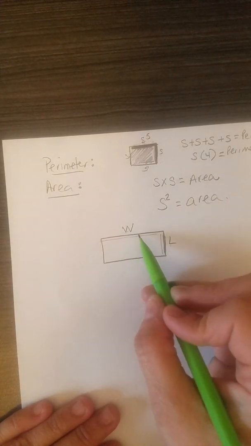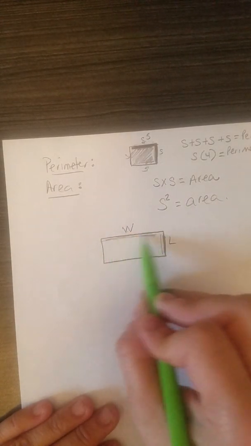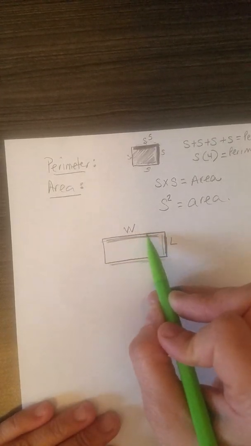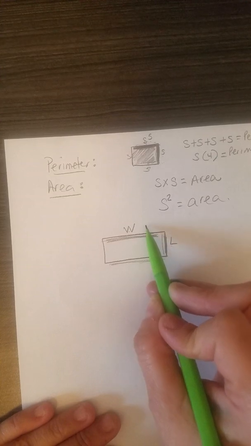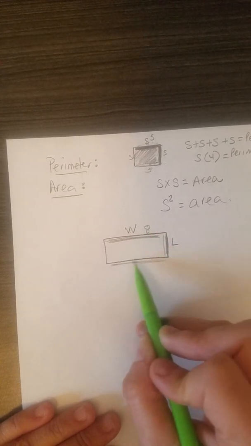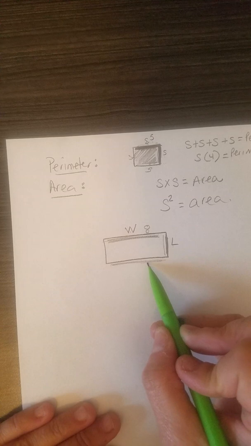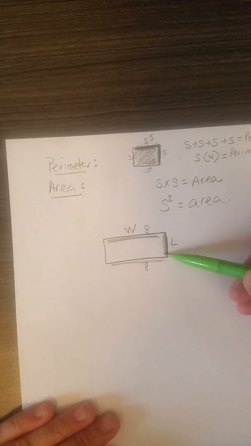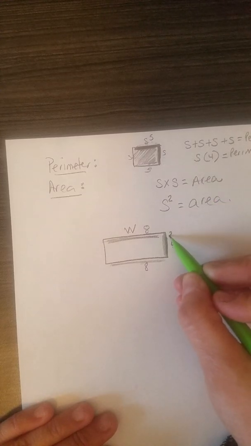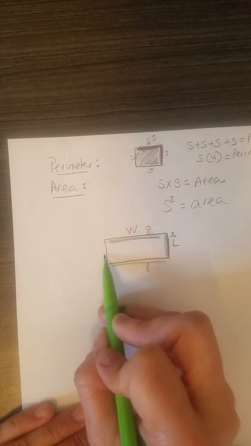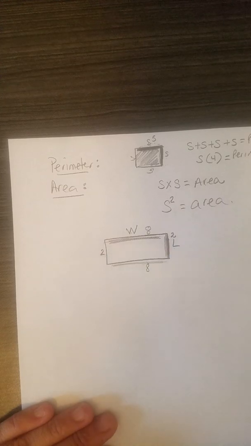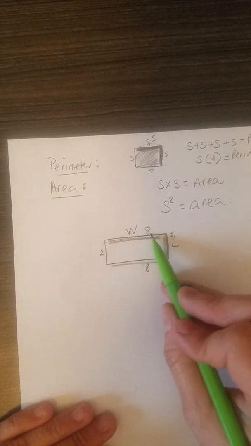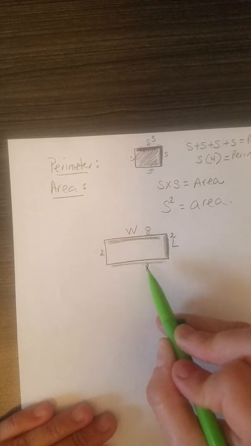Now, just understand that the width here is going to be the same as the width here. So if I say the width of this rectangle is 8 inches, then this here is also going to be 8 inches. And if I say the length of this rectangle is 2 inches, then you know that this side over here is also going to be 2 inches. So if I say, what is the perimeter of this? Then you add everything up. You say 8 plus 2 plus 8 plus 2.